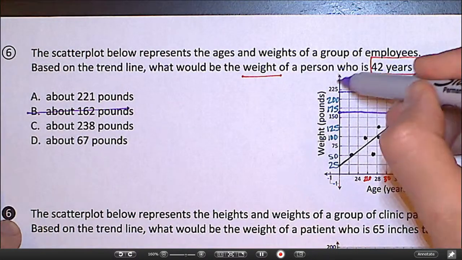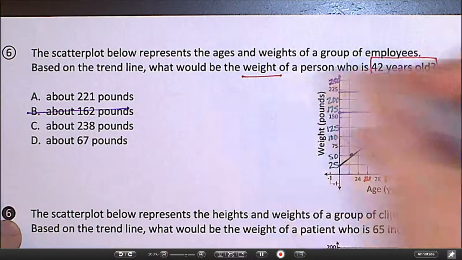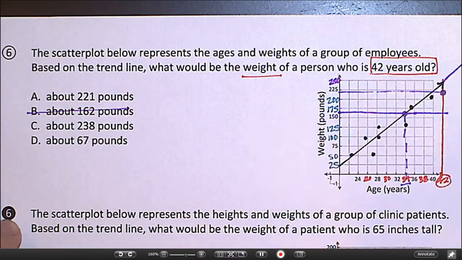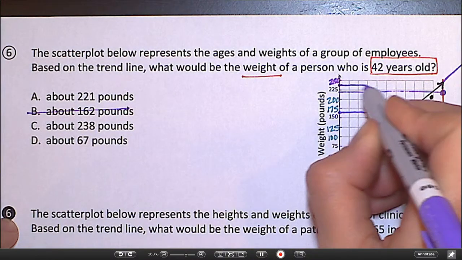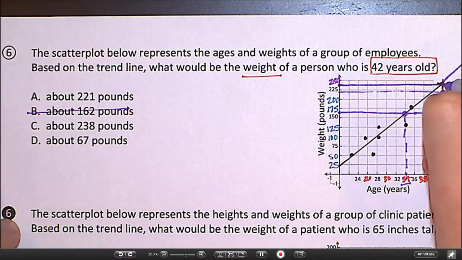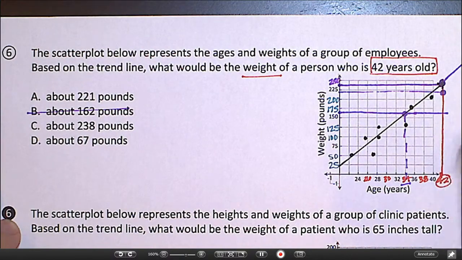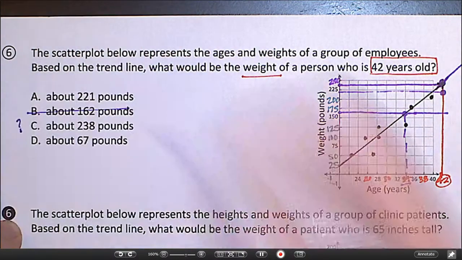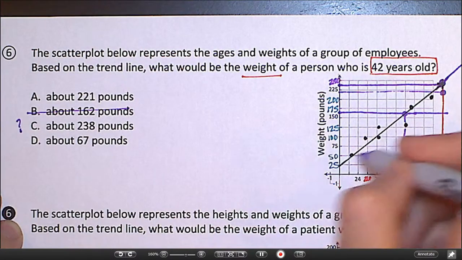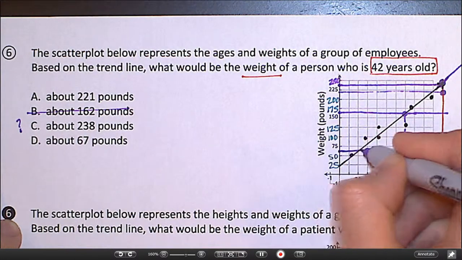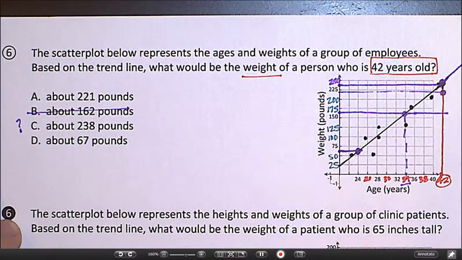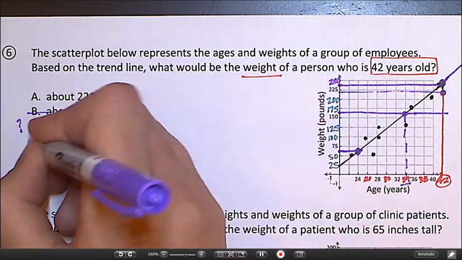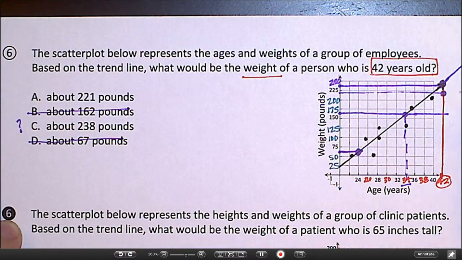238 pounds. Well, this would be 250 right here. So let's go about halfway between 225 and 250. Right here. Okay, yes, that hits 42 years old and hits my line, so they all hit together. So this is a maybe. 67 pounds, that's halfway between 50 and 75, and that is for like a 24-year-old. Which most 24-year-olds do not weigh 67 pounds, but you get the idea. So, not that one. Alright, so it's between 221 and 238.